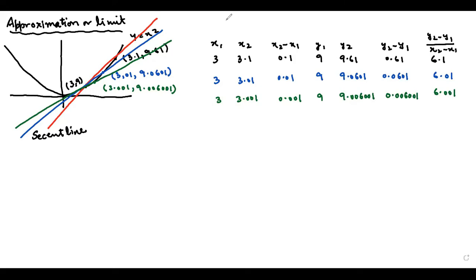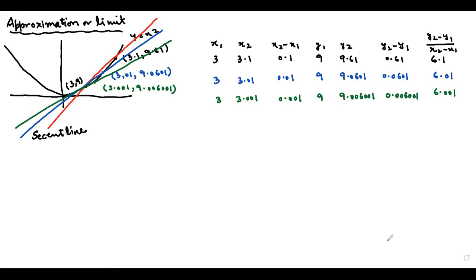Yes sir, the gradient is decreasing, and it is getting closer to the tangent line. What is the predicted gradient of the tangent line? Less than 6.001, closer to 6, more closer to 6. Okay, sir. And we will predict that the gradient of the tangent line is 6.